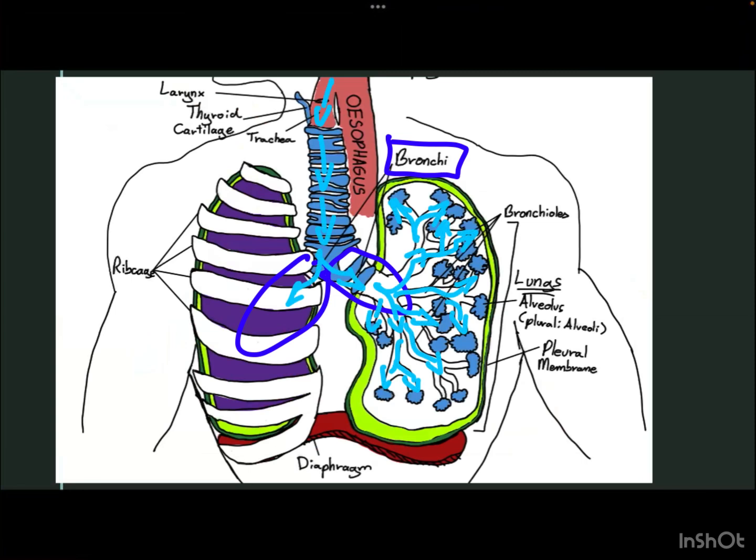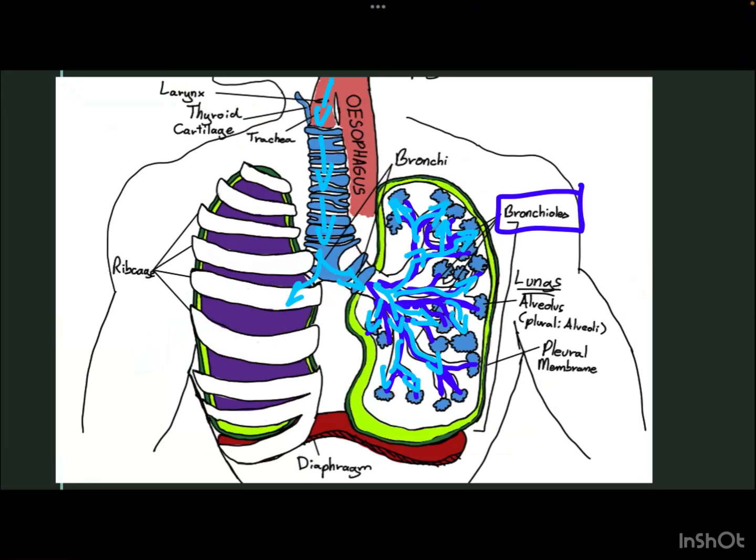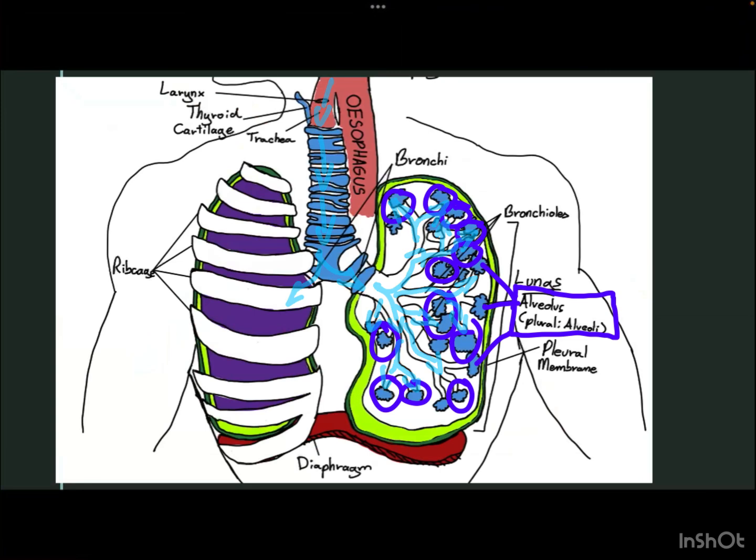Now the air then moves to the bronchi. You can see the large tubes in here connected to the two lungs in here, and then they will branch out into smaller tubes known as bronchioles and finally reach the alveoli, where gas exchange happens with red blood cells and capillaries.